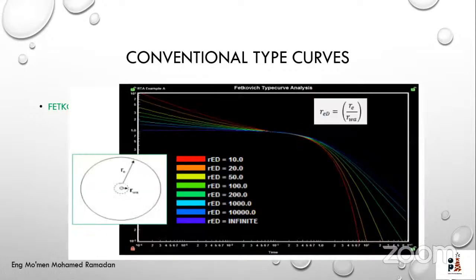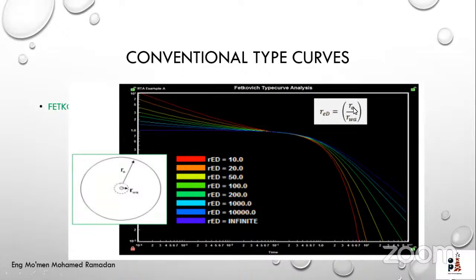Okay, so these are the Fetkovich type curves. You have the first part, which is the transient. Here you are in the transient production period, which means that you haven't reached the boundary of your reservoir yet. But starting from this point forward, these stems, you are in the boundary dominated flow period, which means that you have already reached all the boundaries of your reservoir. Here these stems are for different reD, which is re over rw.